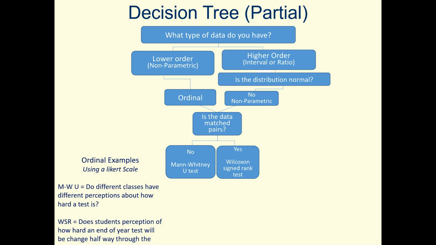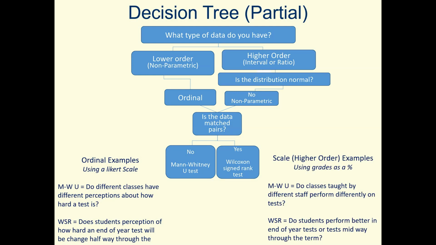If I had a Wilcoxon signed rank, then I would need to get information from those same students at more than one point in time. So I could perhaps give them a survey using a Likert scale at the very start of term, and then halfway through the term I could give them the same scale to see if their perception of how difficult the test at the end of the year would be has changed now that they've had a few lessons.